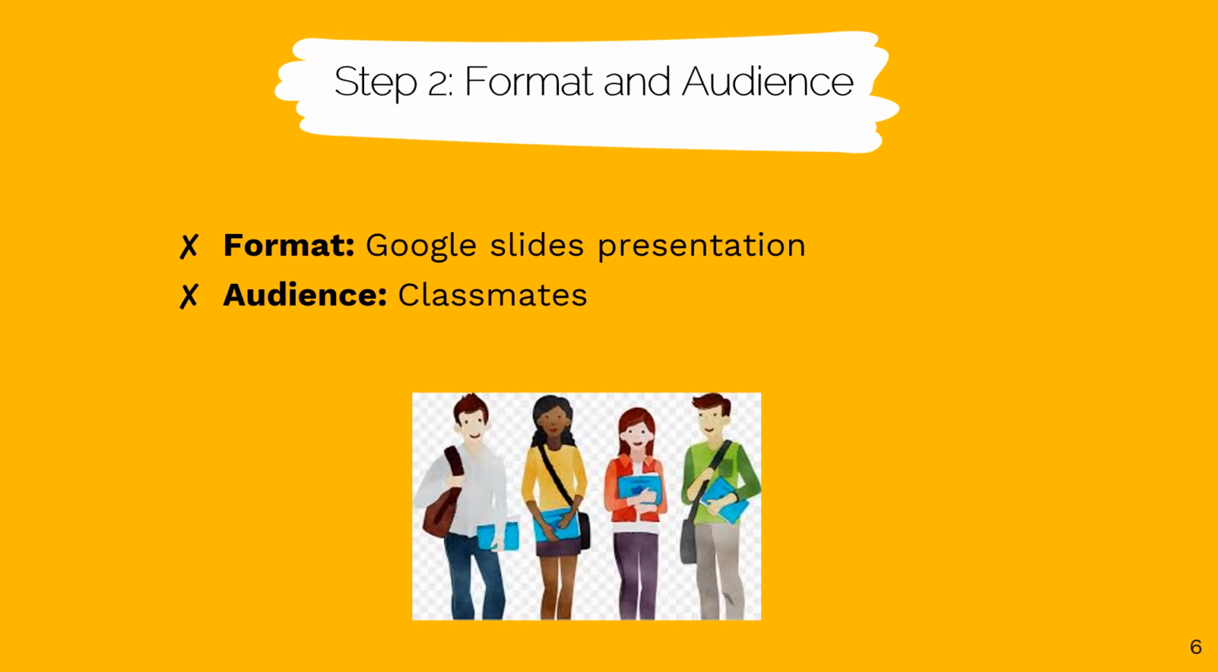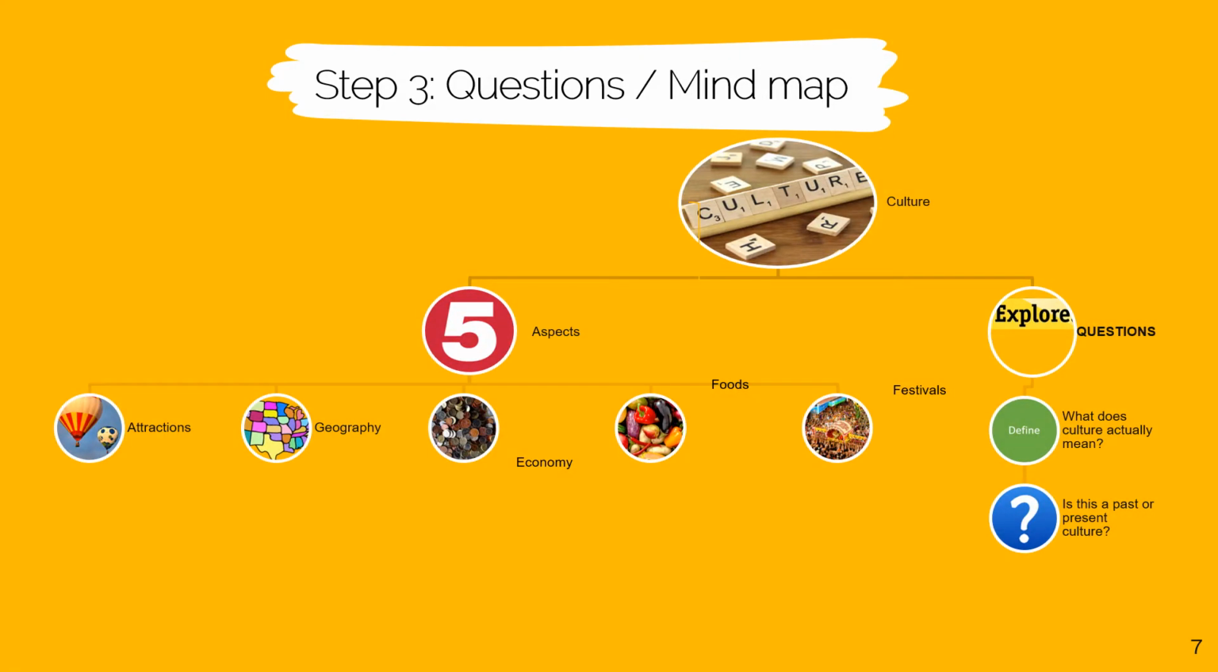Step 2 is finding your format and your audience. Now, step 3 is when you start to generate a few questions about things that puzzle you or things you'd like to know more about. And when you start to do a bit of a planning mind map, this of course can just be any old way that you like to plan, but just getting your head around what's required.